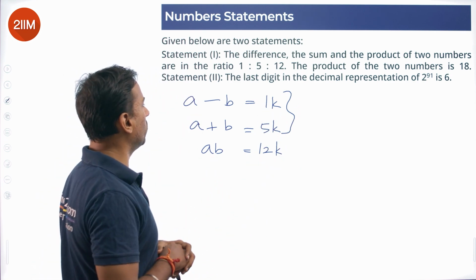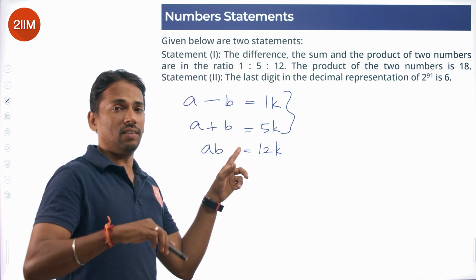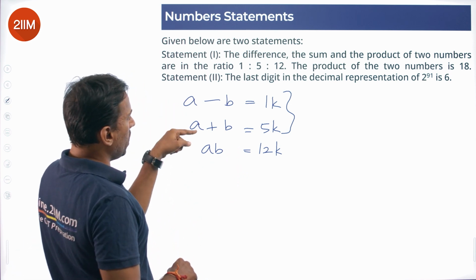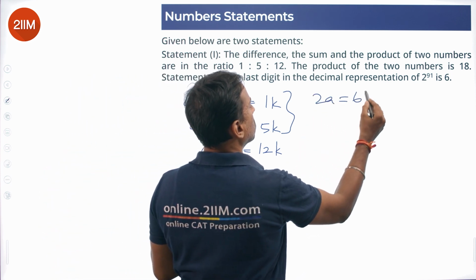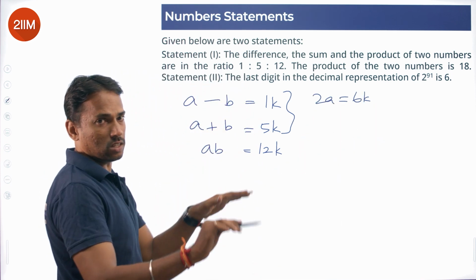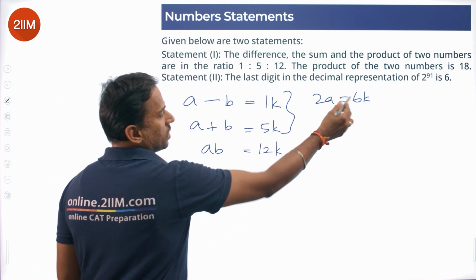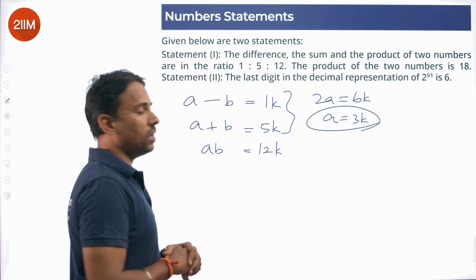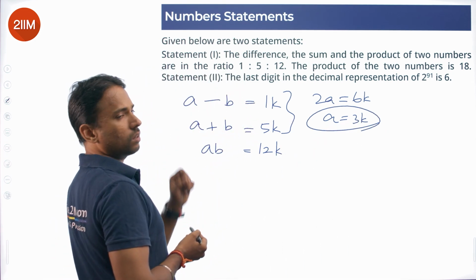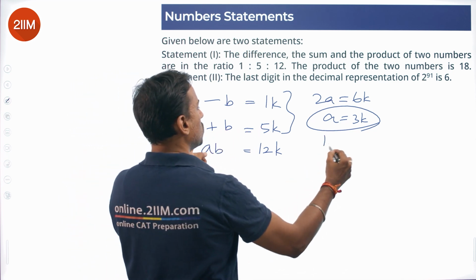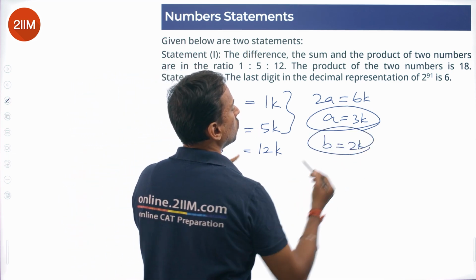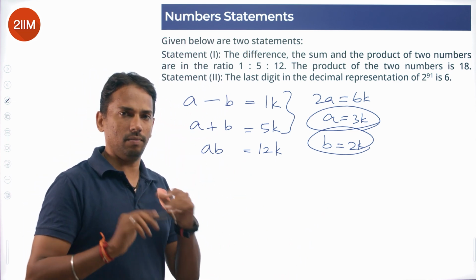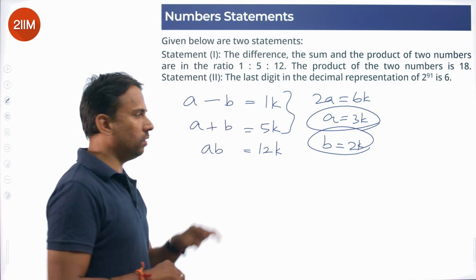From these two, we can solve and get the values of a and b in terms of k. So we'll get 2a equal to 6k, because minus b plus b cancels. 1k plus 5k is 6k. So 2a is 6k, that means a is equal to 3k. We got the value of a. Now if a is 3k, either put here or here. So 3k plus b is 5k, that means b should be 2k. Super, nice. Now we got the values of a and b in terms of k. A is 3k, b is 2k, done.